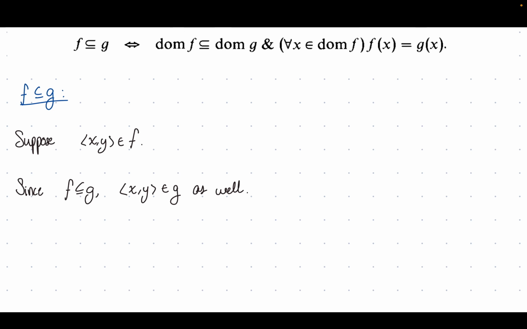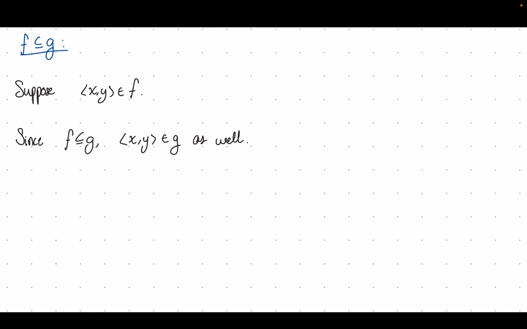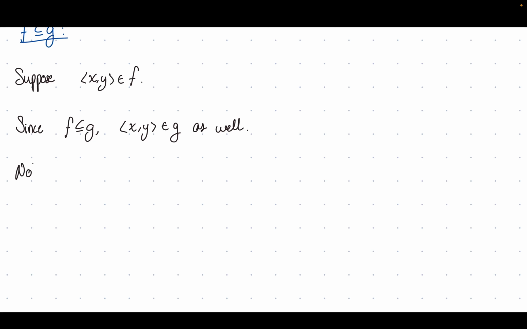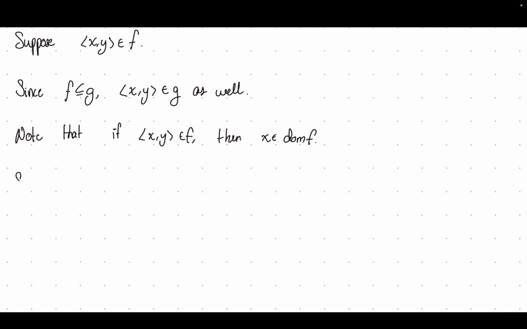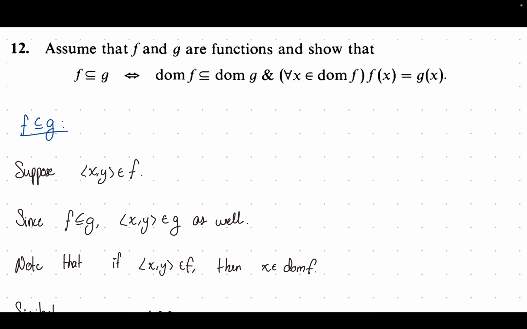right, so before I do that, we're going to show this first, and then we're going to show this next. Okay, so note that if x comma y is in f, then x is in the domain of f, and then similarly, as x comma y is in g.